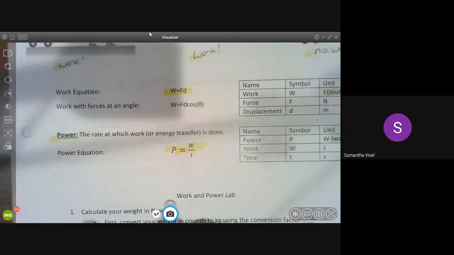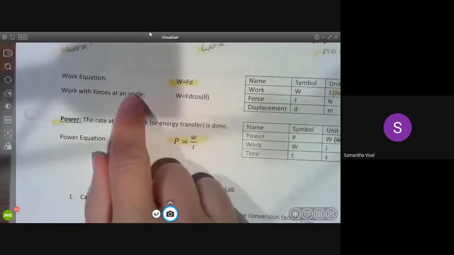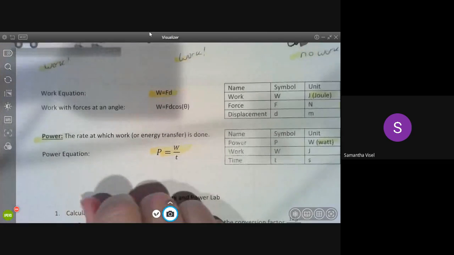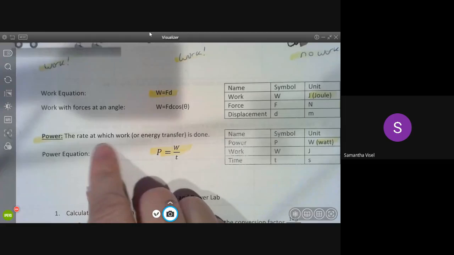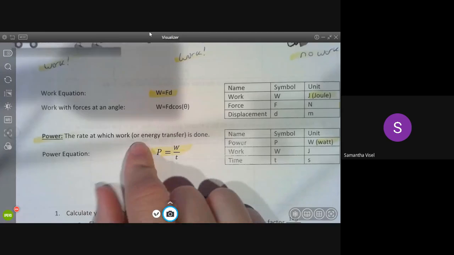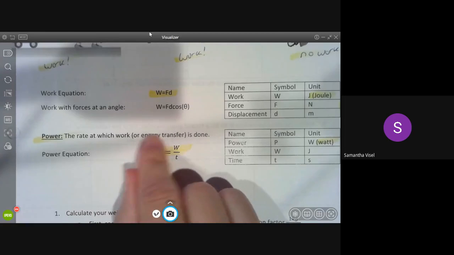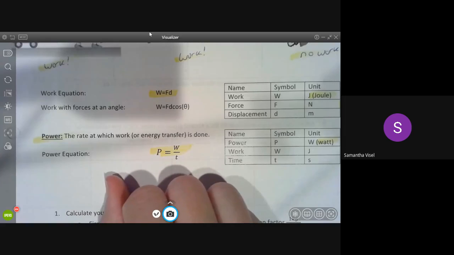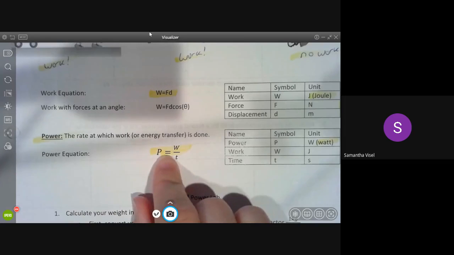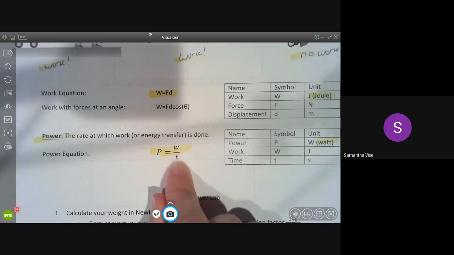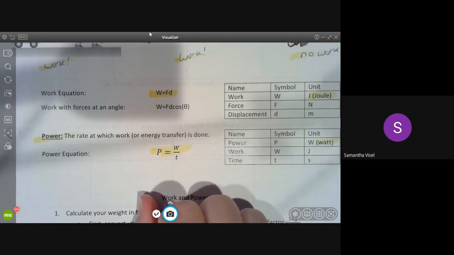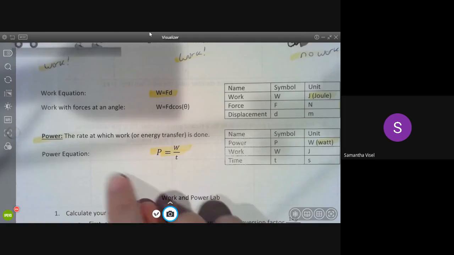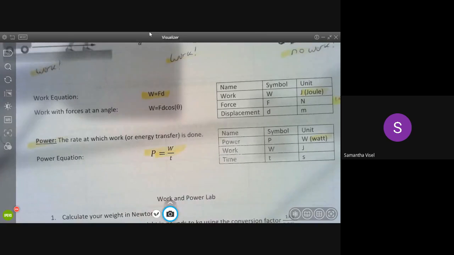Another formula that we're going to work with for this unit is power. Power is a way to describe the rate that work, or you could also think of it as energy transfer, is being done. Our power equation, since it's a rate, you're just taking the amount of work that was done over the time that work was done. And we can figure out then the rate that the work was completed. We call that power. You might have heard power in everyday terms, talking about horsepower in a car.